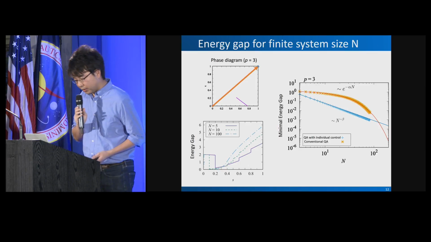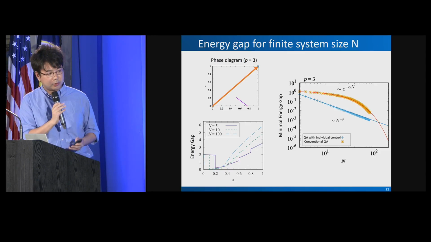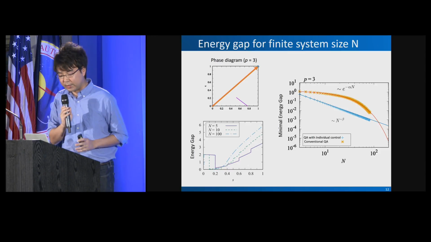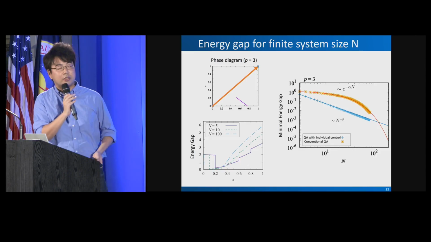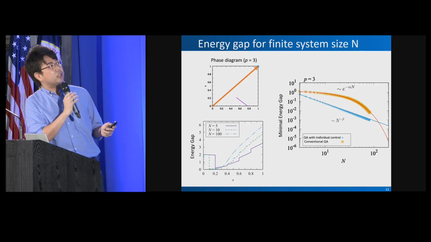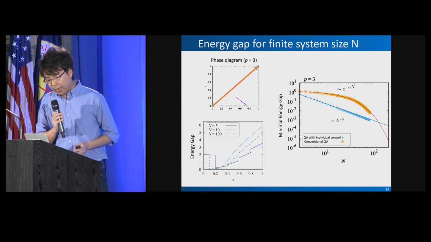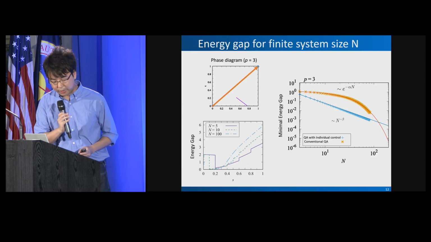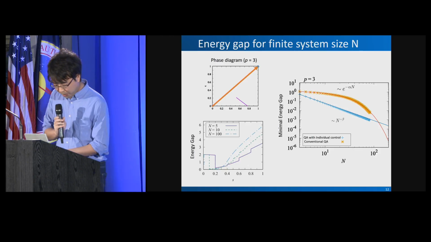So according to the Adiabatic theorem, the annealing time is proportional to the inverse square of the minimal energy gap. We can evaluate the annealing time by the Adiabatic theorem. So this graph shows the individually controlled quantum annealing is better than the conventional style of quantum annealing in the sense of the annealing time.